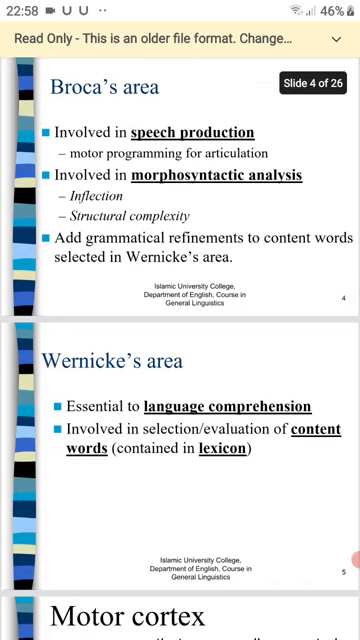This is exactly general linguistics: language and the brain. Broca's area is involved in speech production. The function of Broca's area is speech production, so any damage in this area will cause problems. This includes speech production, motor programming of articulation, phonetic analysis, inflection, and structural complexity. Any grammatical refinements in content are the domain of Wernicke's area.